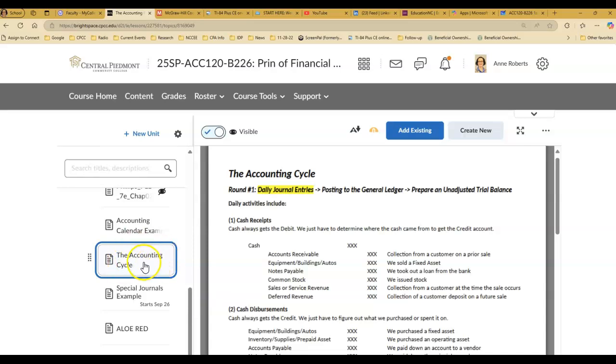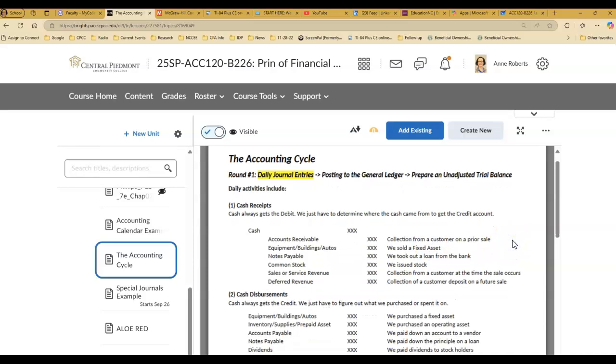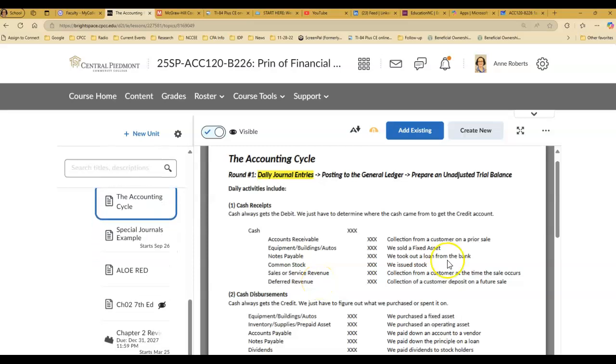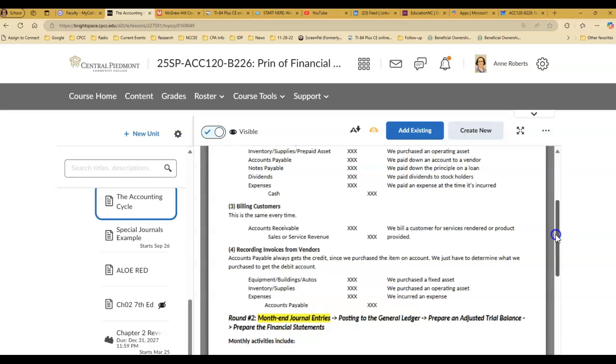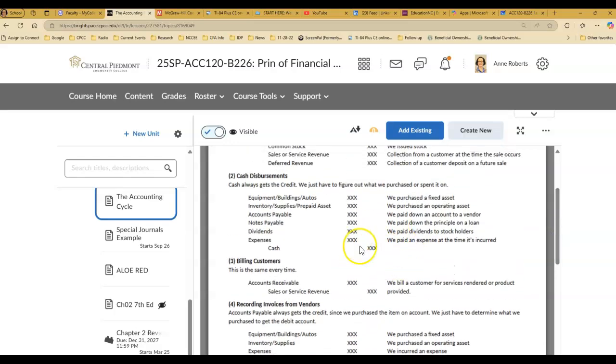So again, this accounting cycle document, just keep in mind that in the accounting department on a daily basis, the only thing that we are doing is collecting cash, and then we have to record an increase in cash, and then we have to record what was that cash receipt for, okay? Where did it come from? Then we've got cash disbursements. So again, you're going to reduce cash, and then you have to designate what was that cash disbursement for.